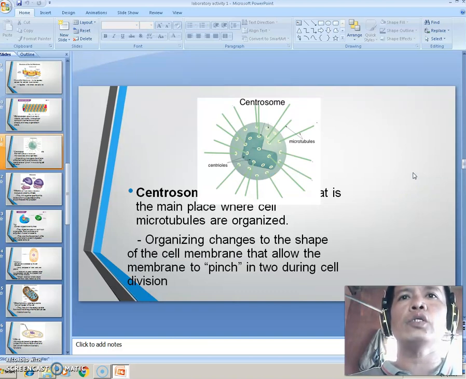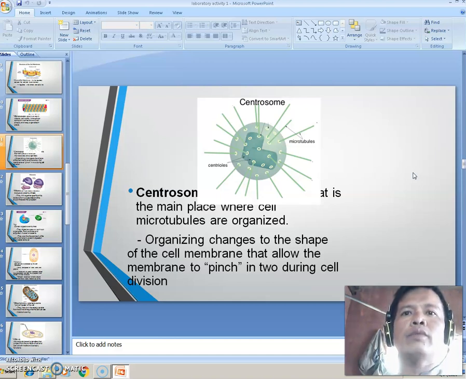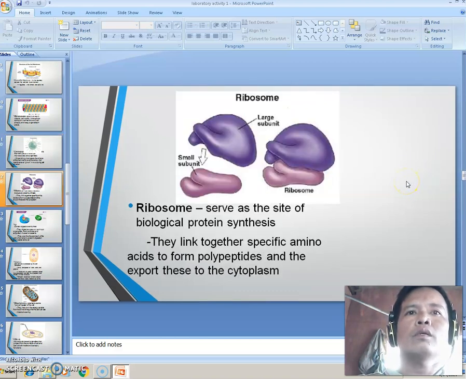Centrosomes, the main place where cell microtubules are organized. Organizing changes to the shape of the cell membrane that allow the membrane to pinch in during cell division. Ribosomes serve as the site of biological protein synthesis. They link together specific amino acids to form polypeptides and export these to the cytoplasm.